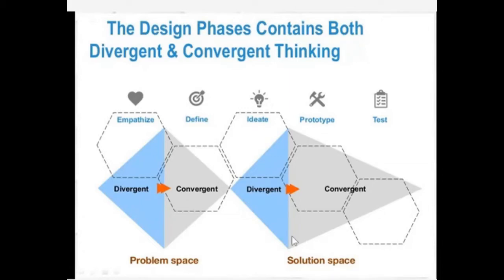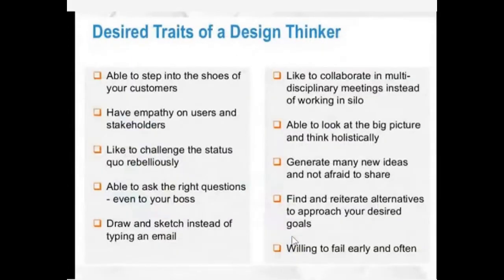Right, so as described, the design thinking process is a divergent and convergent process. This is called the double diamond. What should be the traits of a design thinker? Traits in the sense lakshanalu, features, abilities of a design thinker.